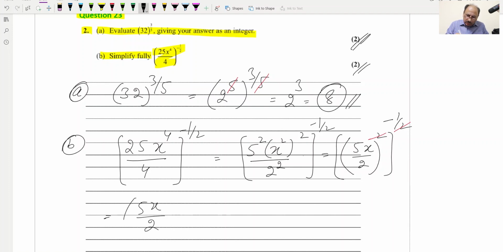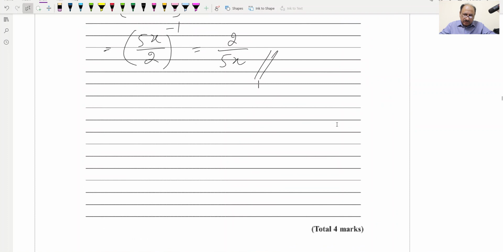over 2 raised to the power minus 1, and we can swap it, like we can write 2 over 5x, and this minus 1 power will be finished, and this will be our final answer, and this is 2 marks part which we have done.